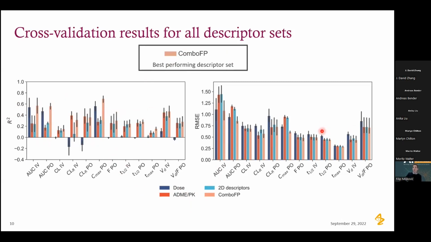In terms of the RMSE, it's a bit cryptic because at this stage we have not included the experimental error of measurement to assess. But for some of the parameters, we can see quite low RMSE, like Tmax PO, for example, and for others, slightly higher than expected, like clearance.